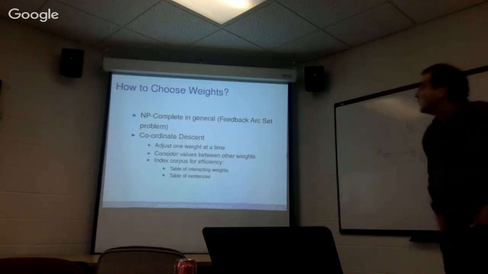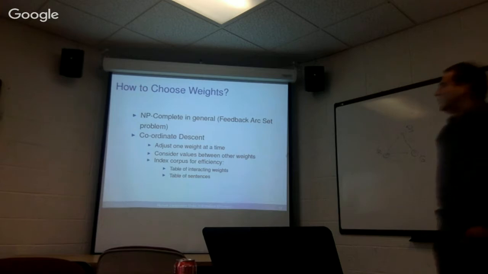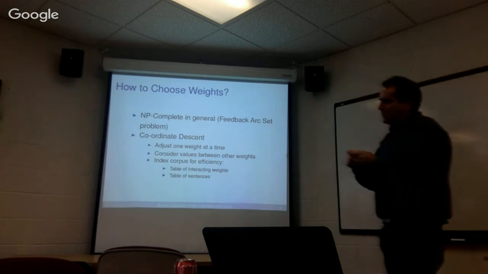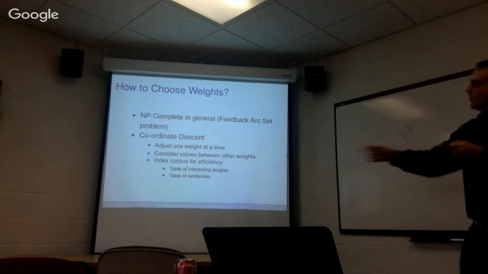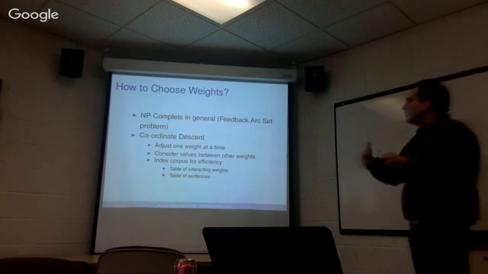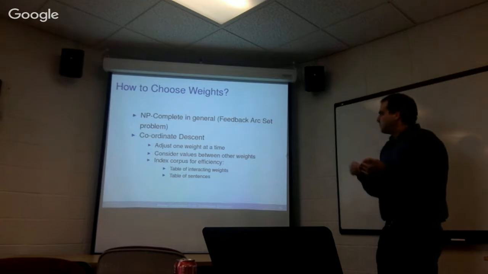So you want to choose the weights. The problem I showed you is NP complete. The way we do it is with coordinate descent. That means you adjust one weight at a time. And you can figure out all values of the function as you adjust one weight, because the function only changes when you cross some other weight. So you can make a list of what are the other weights that this weight can cross, what are the other dependency types that this would reorder with, and just consider all values of that weight in those intervals between things that it interacts with.